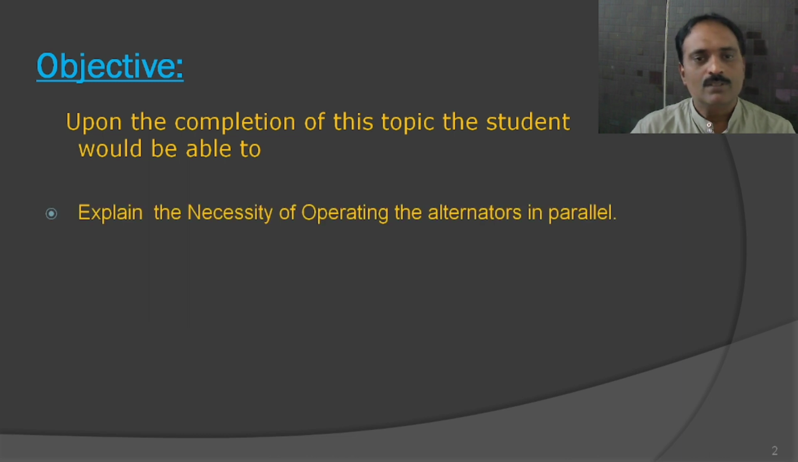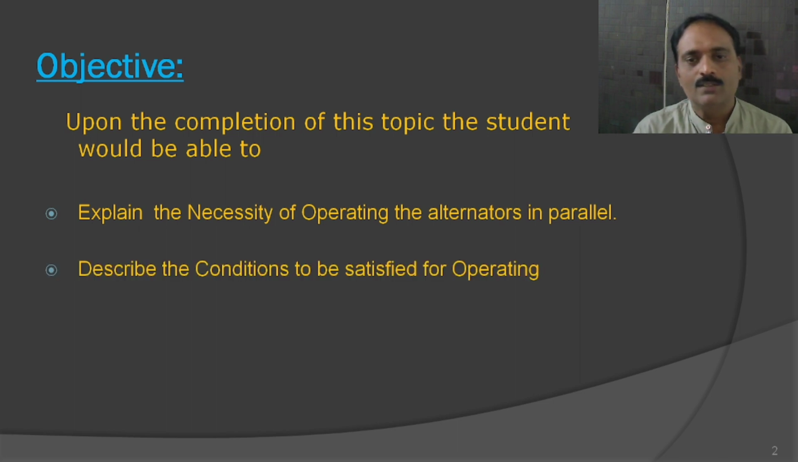So here we are going to learn the necessity of operating the alternators in parallel. First of all, let us see what is the need. If one unit of alternator is considered, the power interruption will be there if at all any problem is going to happen with that. So if you have a number of alternators running in parallel, if one machine is going to be interrupted, the others can carry the load temporarily until the faulty one is repaired. So that is the major advantage or major necessity that we are required to run the alternators in parallel.